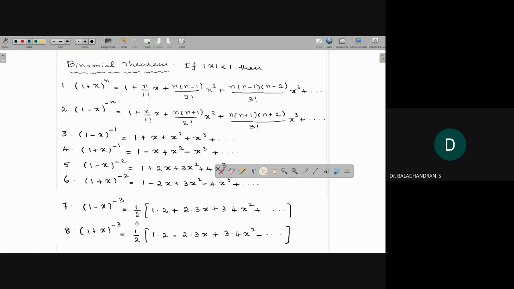1 minus x whole power minus 3. So for 1 minus x whole power minus 3, I need to use which formula? Formula number 2, with 3 instead of n. So that means 1 plus 3x plus 3 into 4 by 2 factorial x square. So I took 1 by 2 commonly. Okay, so then you have the expression like this. If you write like this, what is the advantage?